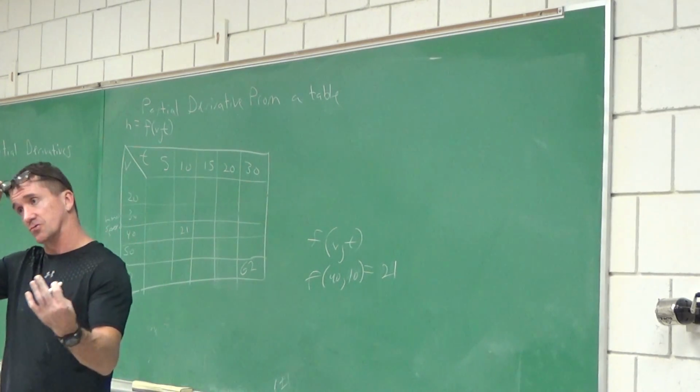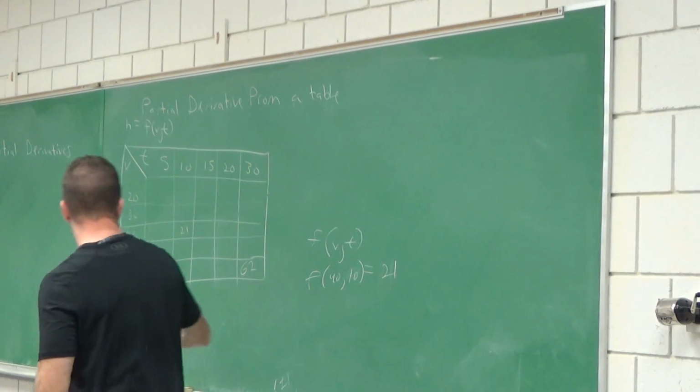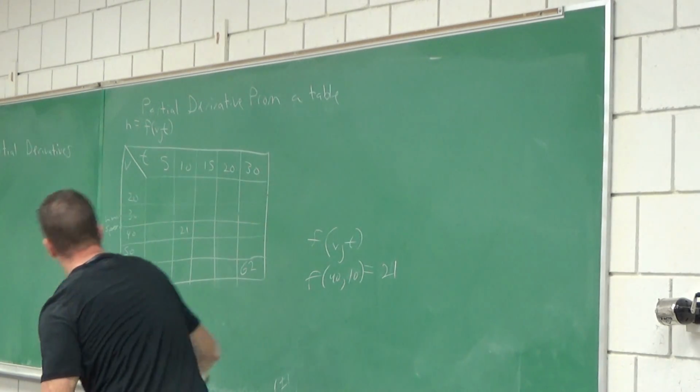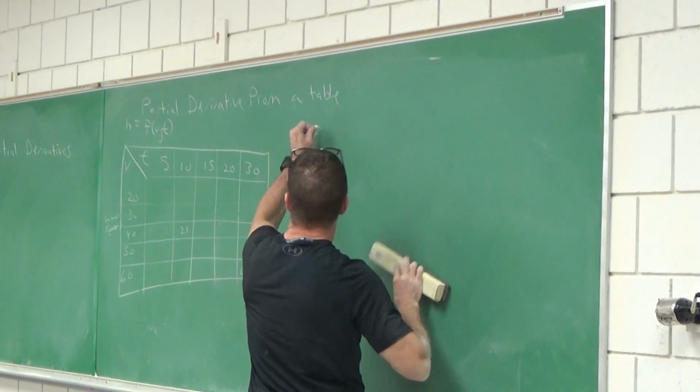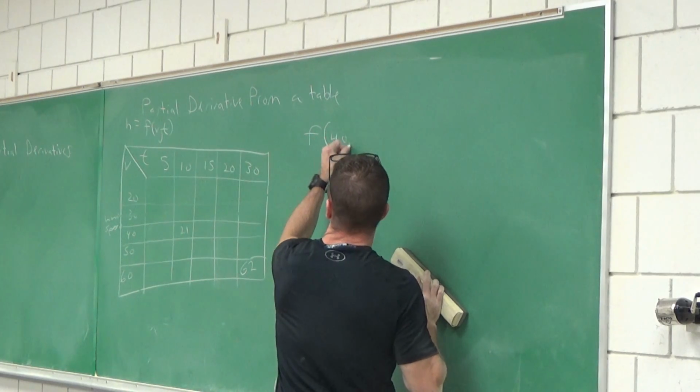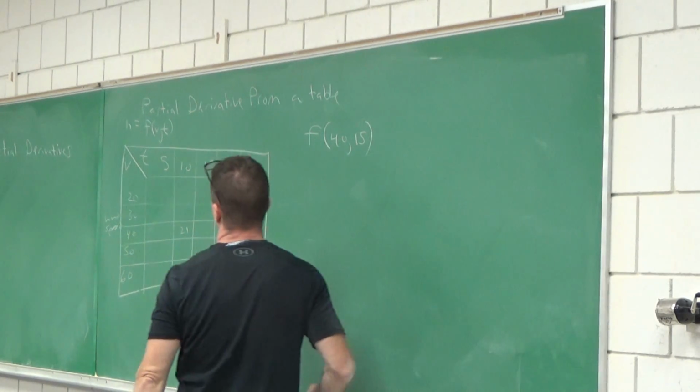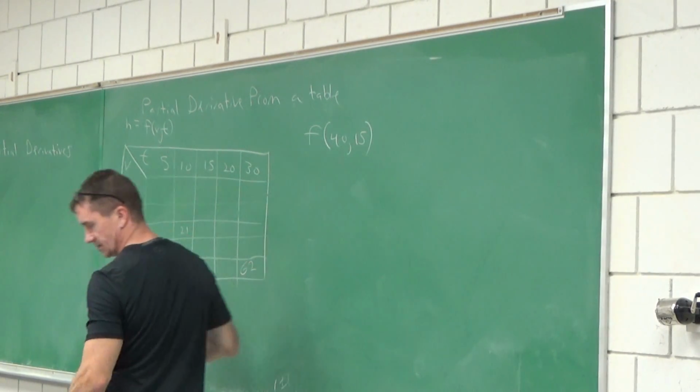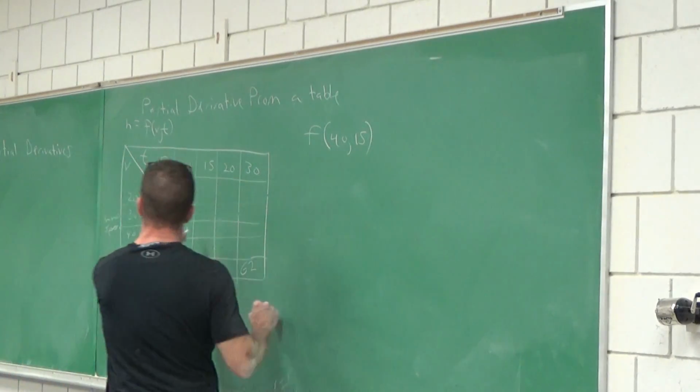Well, we're going to find partial derivatives. The first one they want you to find is, well, of course they do this. This isn't a partial derivative. Can you find f of 40 comma 15? All right, so let me go there. What's that number right there in the chart? 25. I'll put some numbers in here.